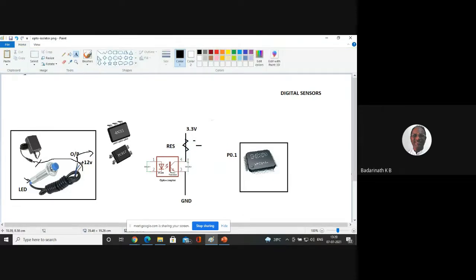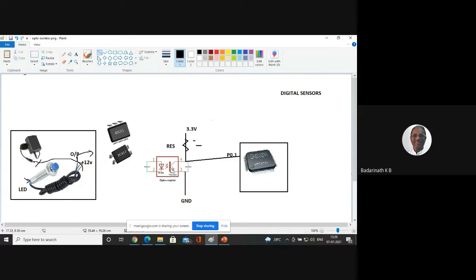Now this point is important for me. Which point? This is the point. I will connect this to port P0.1. Now, what will happen? Let's observe. Whenever this transistor is off, your P0.1 is connected to 3.3 volts, so you get a logical 1. Whenever the transistor is off, you will get 1.